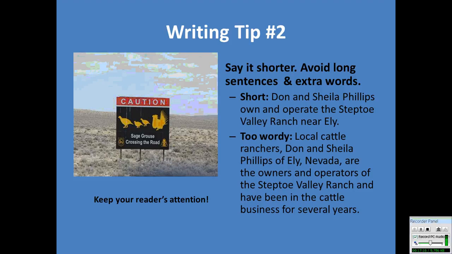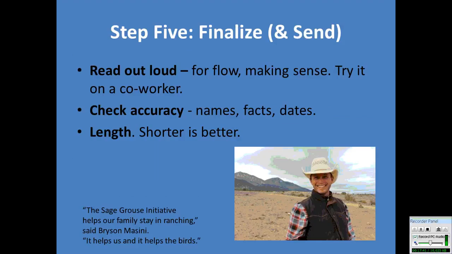In a first draft, we have below, "local cattle ranchers Don and Sheila Phillips of Ely, Nevada, are the owners and operators of the Steptoe Valley Ranch and have been in the cattle business for several years." Well, it's fine, but all you really need to say is that Don and Sheila Phillips own and operate the Steptoe Valley Ranch here at Ely. And that's indeed how it ended up in the final.